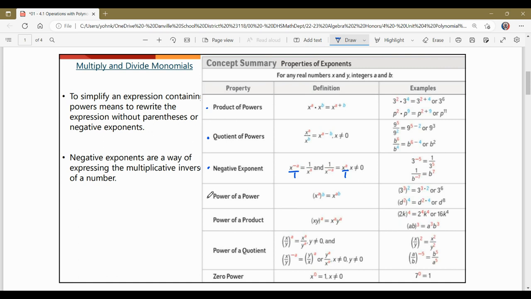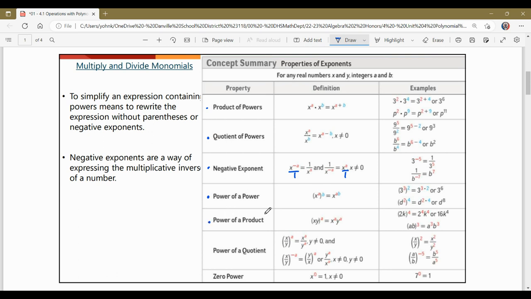The fourth rule is called power of a power. So we're taking something that is being raised to a power and raising it to another power. So x to the a is being raised to the b power. You multiply the exponents together and get x to the a times b.